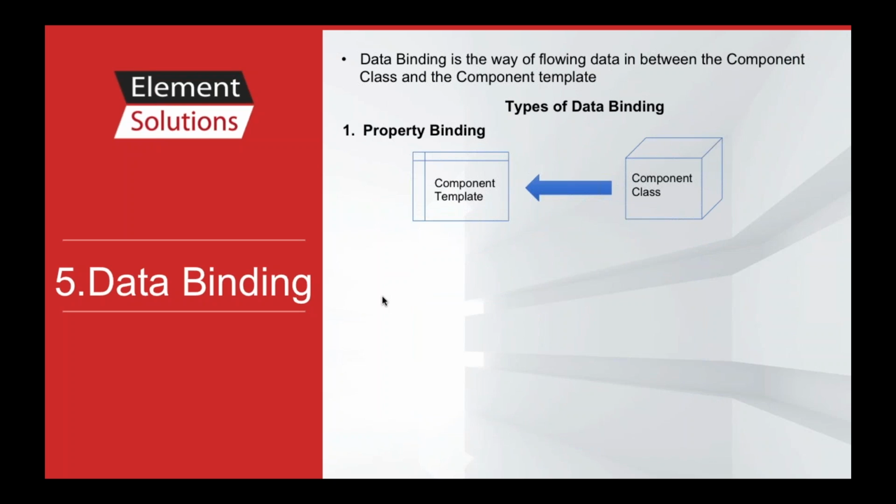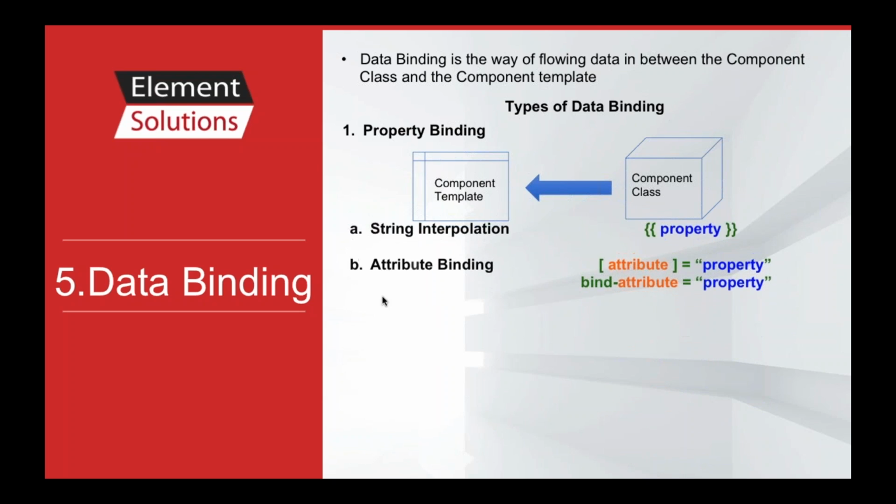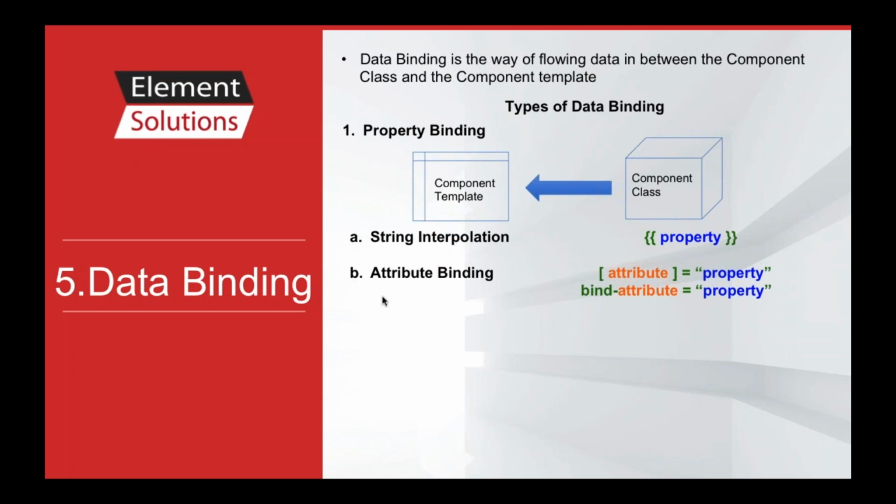Property binding is the one-way binding that flows data from component to HTML templates. For example, we can see small examples of how we do that. Property binding can be done in two ways, using string interpolation and attribute binding. For string interpolation, the property is placed in double curly braces. That is the notation we need to use for string interpolation.